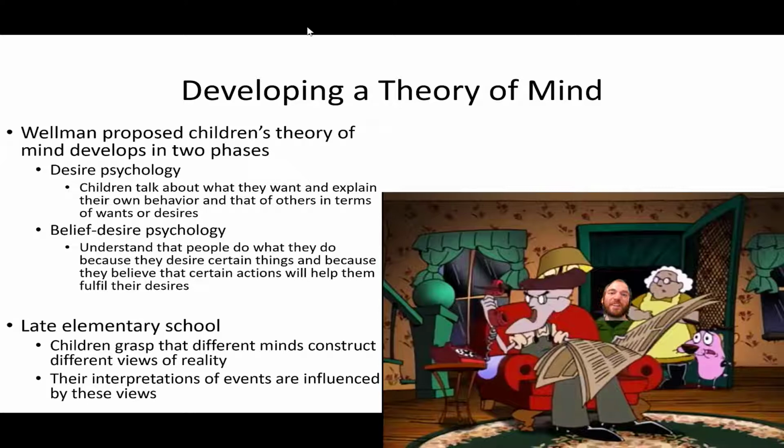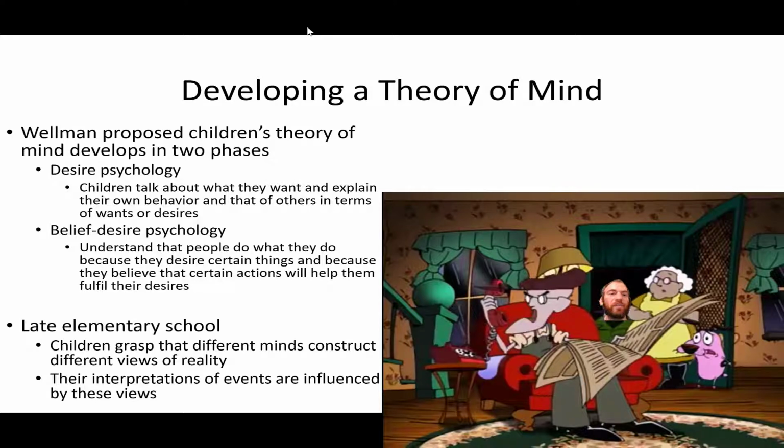Okay, so now getting back to the quote-unquote textbook material. Wellman proposed children's theory of mind develops in two phases. Desire psychology: children talk about what they want and explain their own behavior and that of others in terms of wants or desires. Belief-desire psychology: understand that people do what they do because they desire certain things and because they believe that certain actions will help them fulfill their desires. In late elementary school, children grasp that different minds construct different views of reality. Their interpretations of events are influenced by these views.